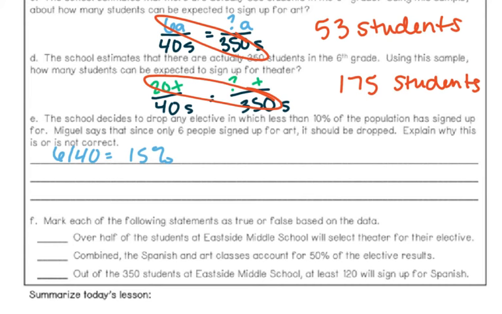I want you to go ahead and pause the video and explain why this is or is not correct based on the information that we just talked through.